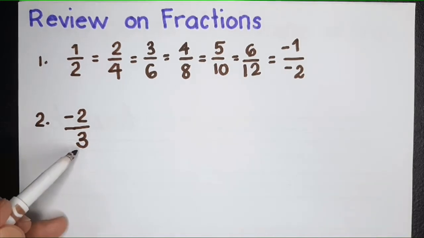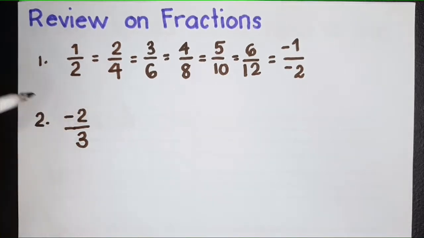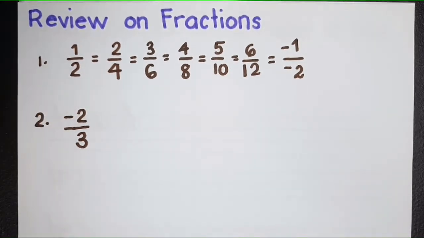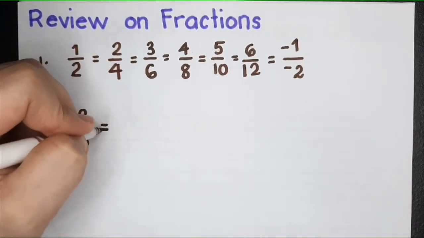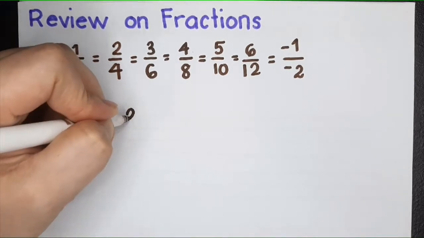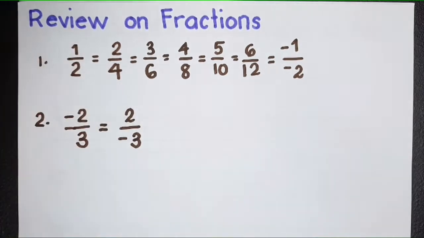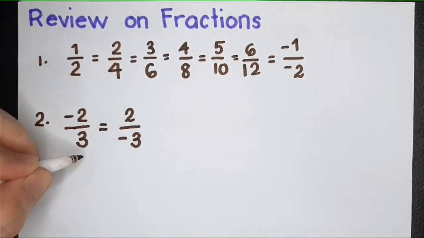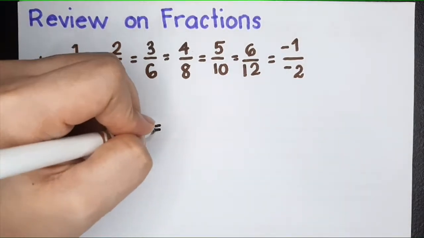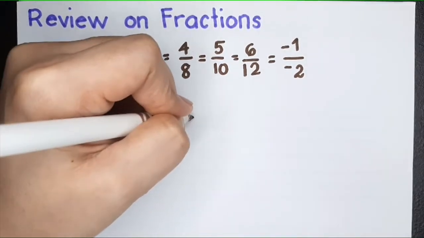Now, let's have -2/3. Okay? So, dapat alam ninyo na -2/3 can be written in this way: +2 over -3. Okay? Or, you may write this also in this way. Nasa gitna naman yung negative.